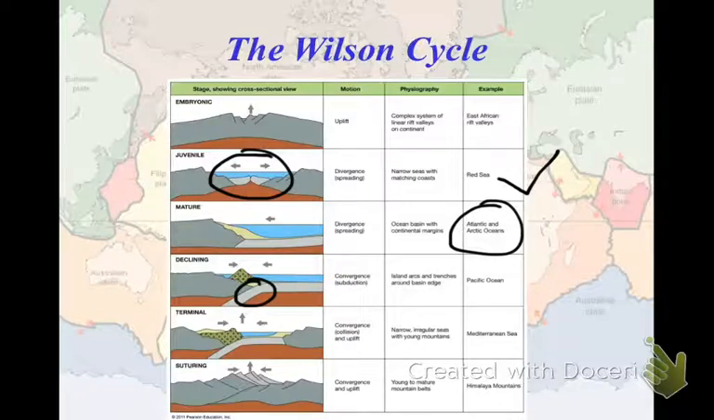An example of this is the Pacific Ocean. The Pacific Ocean is getting smaller at about the same rate the Atlantic Ocean is getting bigger. And then finally, you have the last two stages, which are terminal and suturing. That's when the continents come back together completely, and the example of that would be the Himalayas.